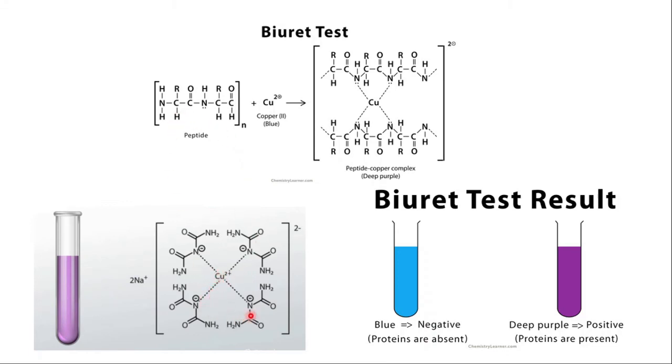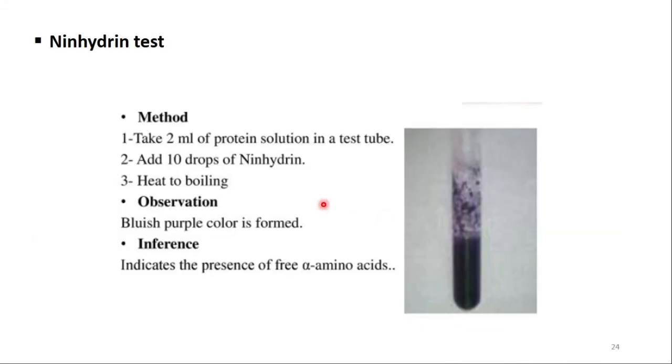So this complex will be responsible for the violet coloration. Then you have the ninhydrin test using ninhydrin reagent. Here you again get a kind of purple color; it is not violet now, but bluish purple. Sometimes you won't see proper purple, it will be a kind of bluish compound formation.